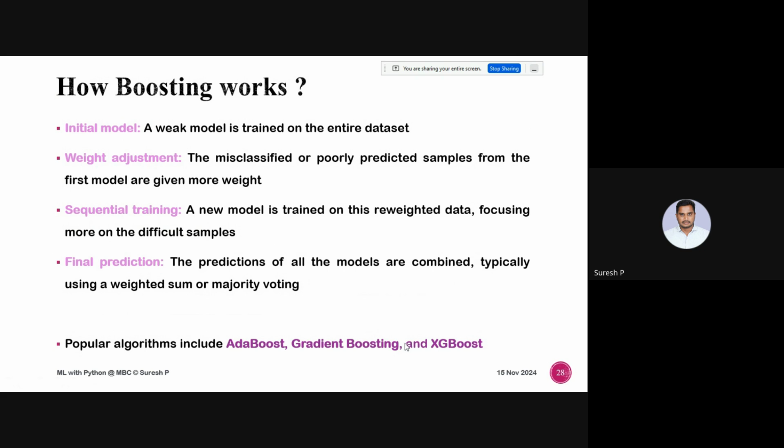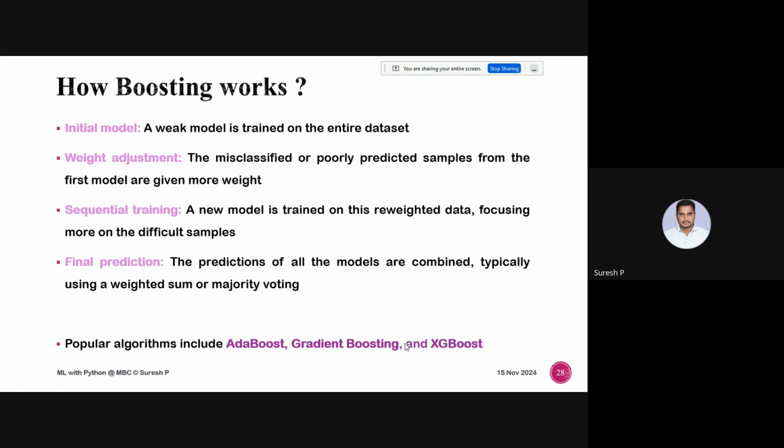As I said already, for a particular tuple or a particular record, if the result is wrong, then that record will be given more weightage. That is called weight adjustment. That record is given more concentration. That's the meaning of weight adjustment.